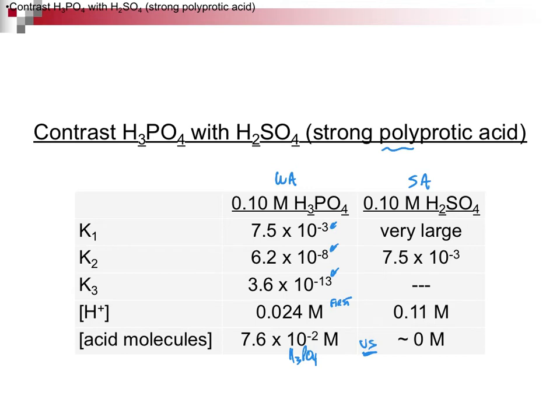H2SO4, you know, is strong. The K1 is very, very large. We assume all of it dissociates, but then we would have additional molecules of the HSO4 minus that are in solution. I'm not going to go into more depth. I know they will do that in another course.